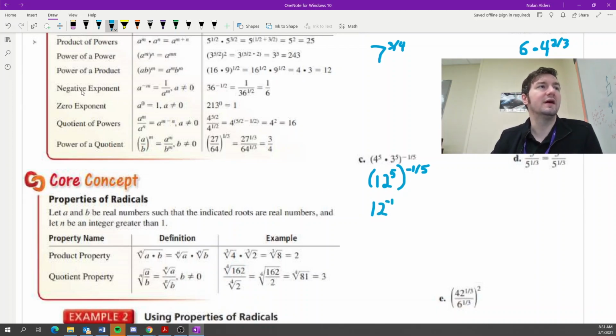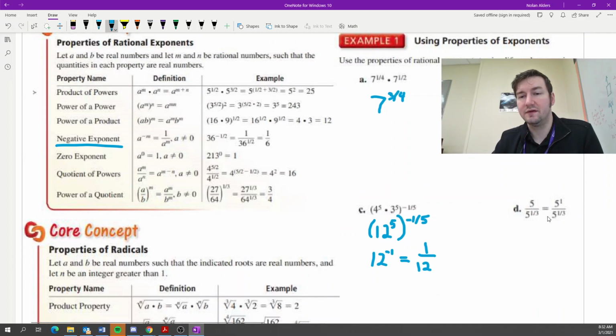And if we look up here, anytime you have a negative exponent, we can rewrite it as 1 over that number. So it kind of inverts it. So we can rewrite 12 to the negative 1 as 1 over 12 to the 1, which is just 1 over 12.